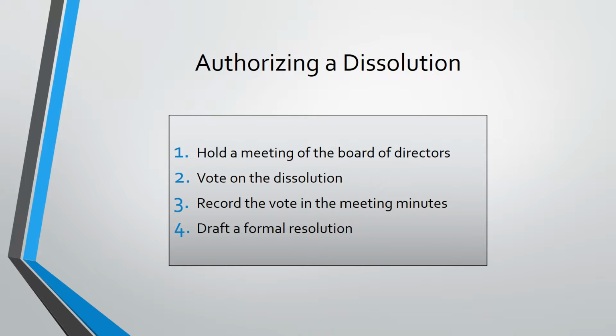To authorize the dissolution, a meeting of the Board of Directors is held. At least 2/3 of the shareholders must vote in favor of the motion to dissolve the corporation. The vote is recorded in the meeting minutes, and a formal resolution is drafted. For smaller corporations, this entire process could be done in an attorney's office.